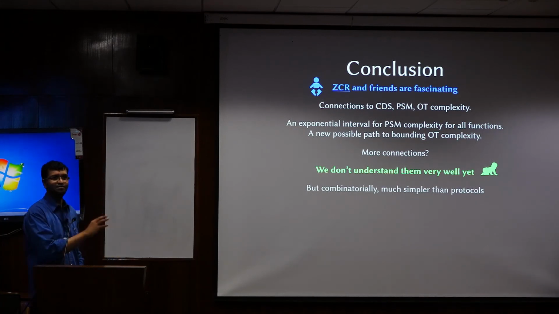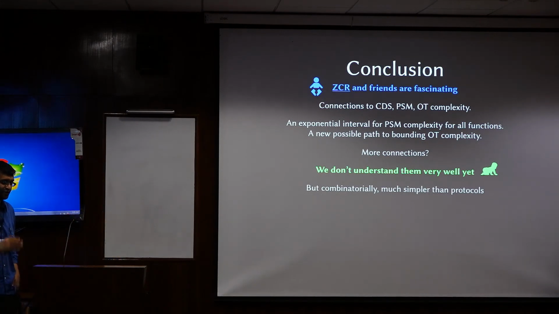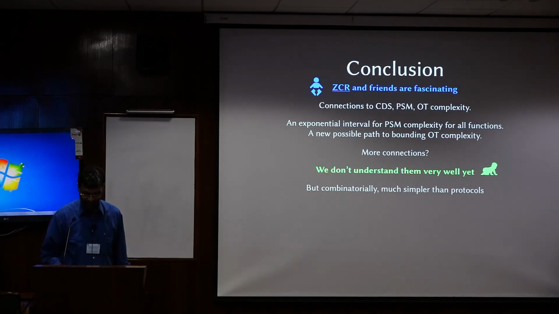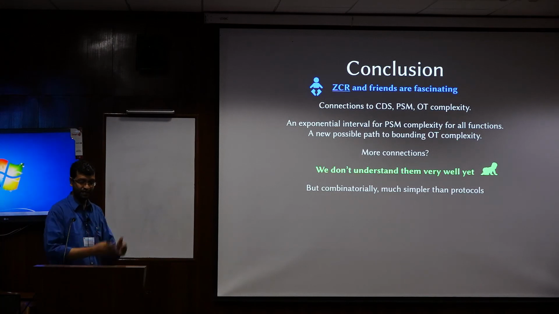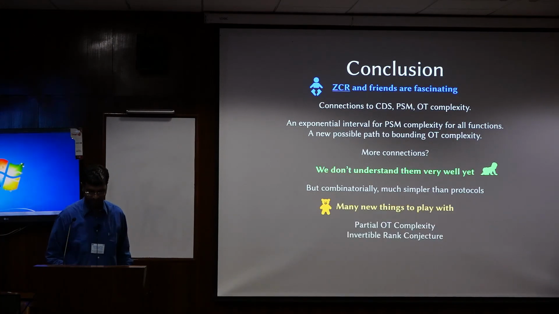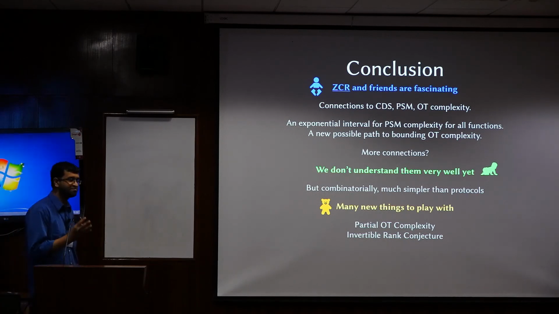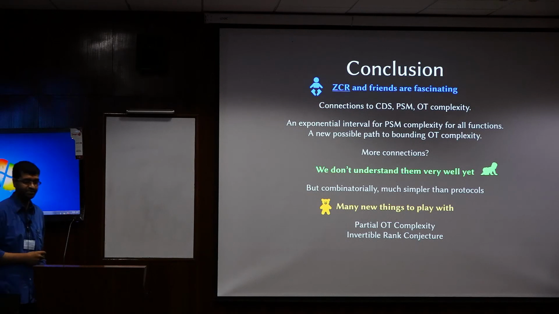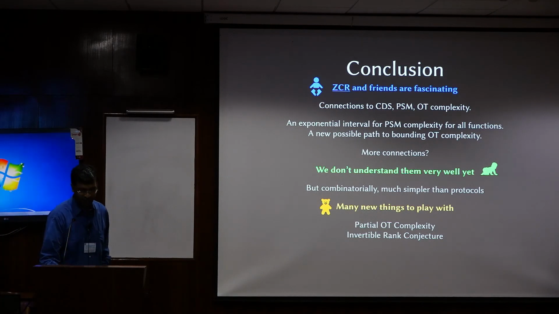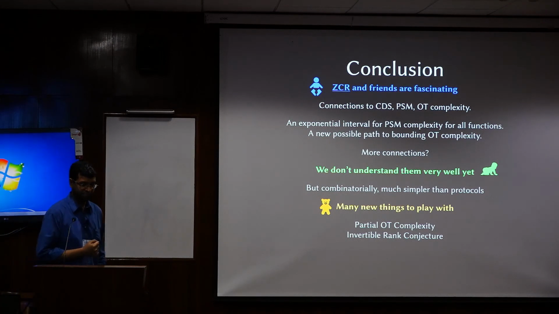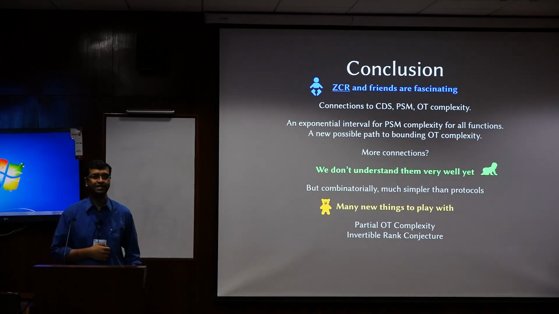But still, they are much simpler than full-fledged protocols, for instance. They're more just one shot. There's not even any communication, right? Just one shot to the predicate, one shot message, and it comes with many new things to play with. So we defined this partial OT complexity, for instance. We have this invertible rank conjecture, and even just coming up with a new CSS construction would be interesting. Okay, so I'll stop there.